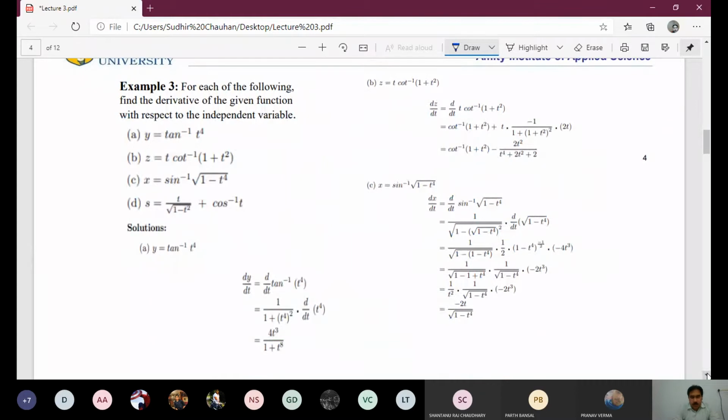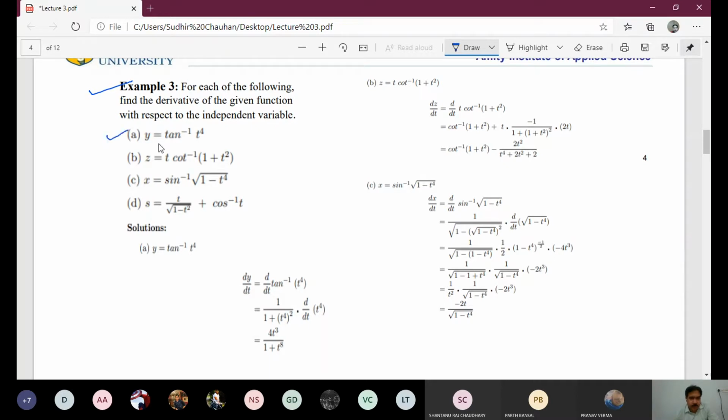So if you have any doubt in any question, you can ask in between. Here we have taken example number 3. For each of the following, find the derivative of given function with respect to independent variables. So in this case, here we have independent variable as t.